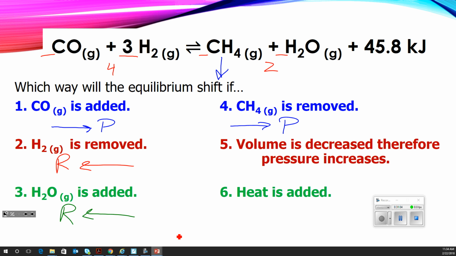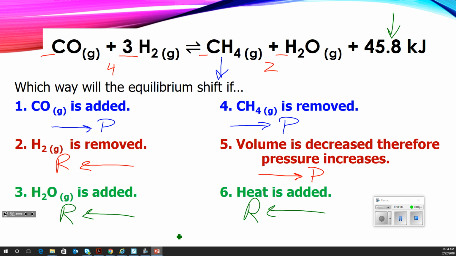Volume is decreased. Good. It should go towards the products because the products have fewer moles. Okay, then we've got heat is added. That has to do with kilojoules, so I'm just going to put an arrow going down there. Heat is added. Which way am I going? Away from it, right. Towards the reactants.